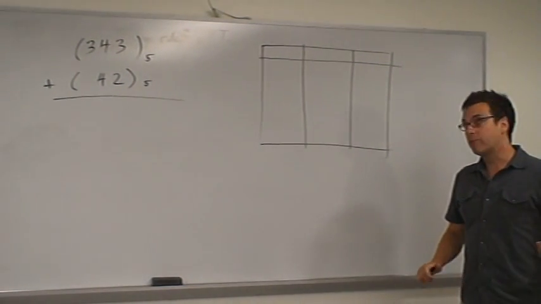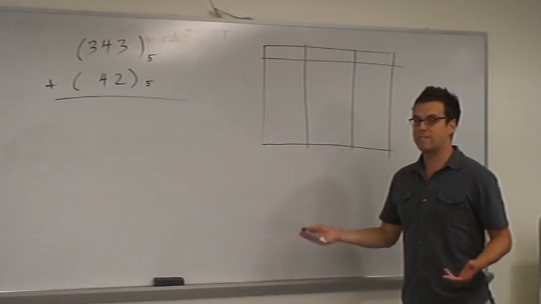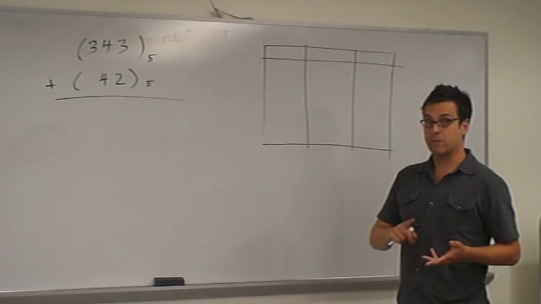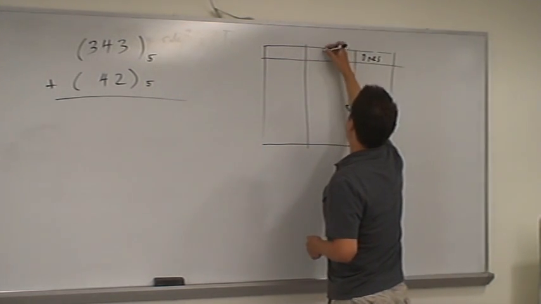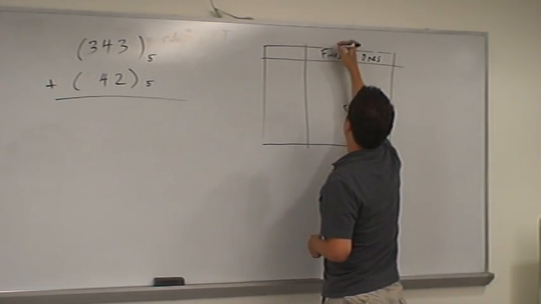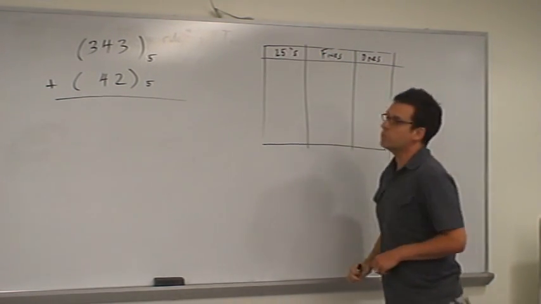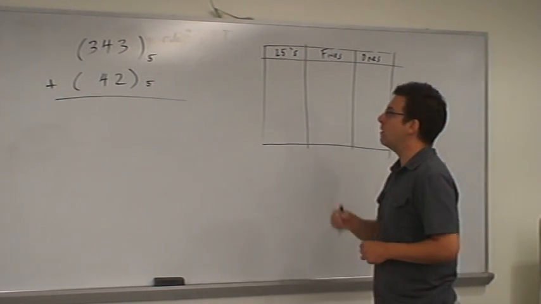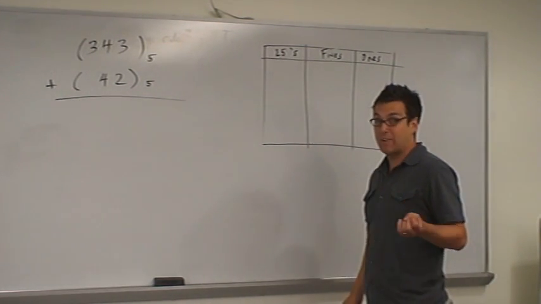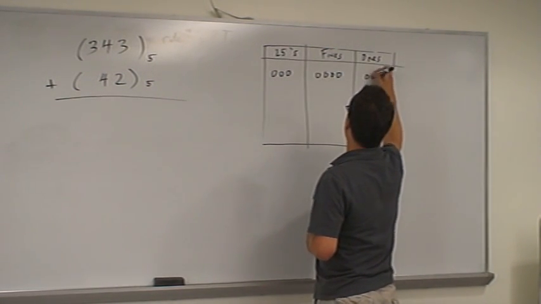If we draw a chip model for this problem, again, the only thing that's going to be different is the individual place values. We're not in base 10 anymore, so we're not going to have ones place, tens place, and hundreds place. Instead, we're going to have the ones place, the fives place, and the 25s place. And we know that addition is the act of combining two numbers together to make a sum. In this case, we're adding the base 5 number 3, 4, 3.